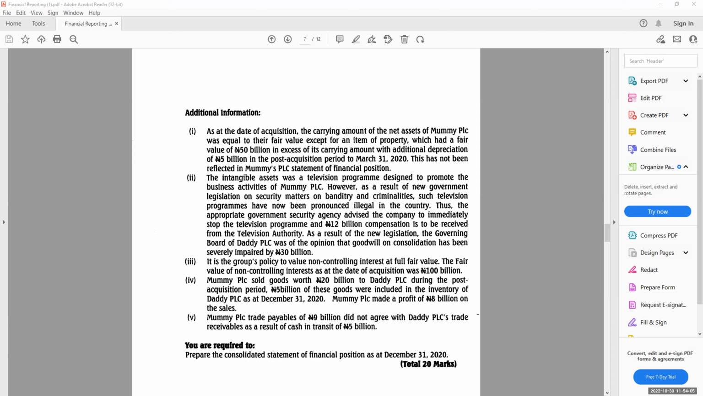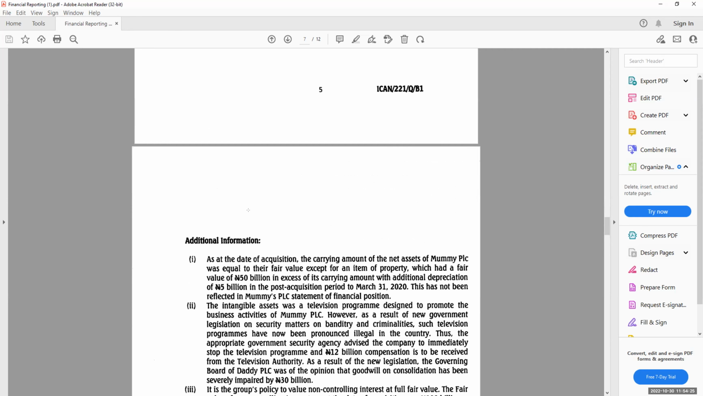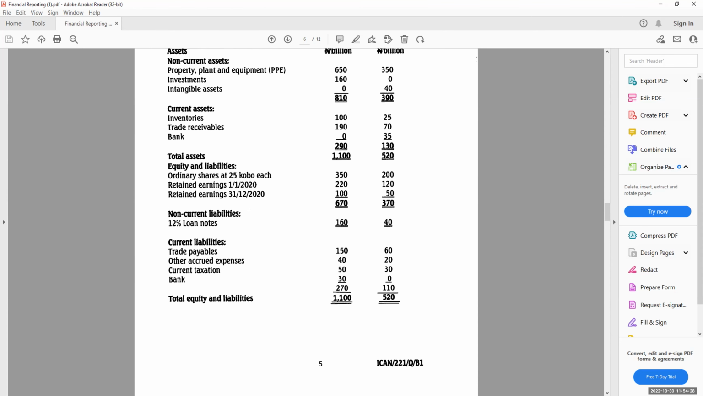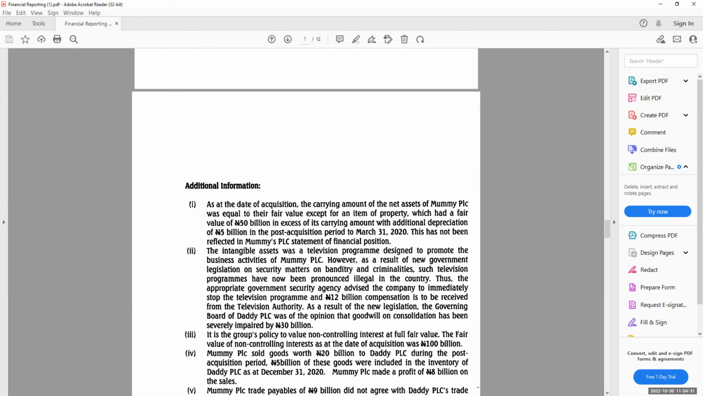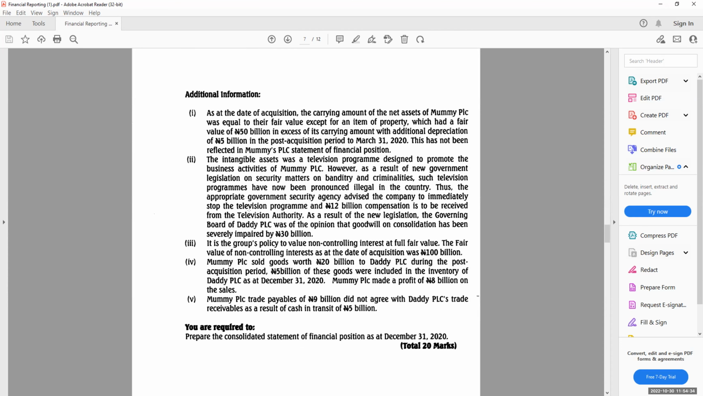Okay, for the intangible assets in the balance sheet, with what was mentioned in the additional information, I think we would have impairment of that intangible asset such that it will no longer reflect in the balance sheet since it is now illegal. To take it out of our books, we would have to subject it to impairment, and I think it's a full impairment since we are taking everything out. Then the 12 billion compensation to be received from the television authority would, I think, affect our bank. So I think that's what I understand.